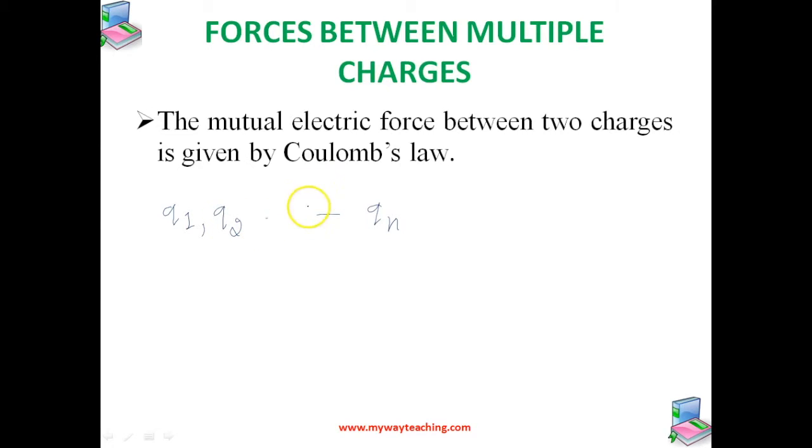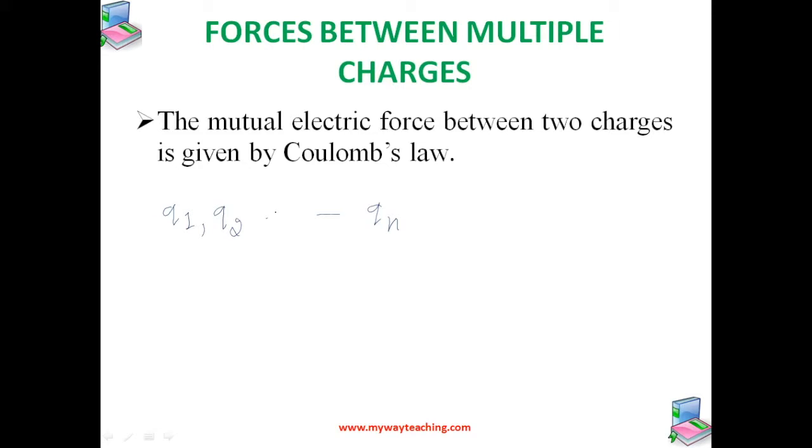You can add these forces according to the parallelogram law of addition. See, force on any charge due to a number of other charges is nothing but the vector sum of all the forces on that charge due to the other charges taken one at a time. It is just the vector summation. The individual forces are unaffected due to the presence of other charges. This one we call the principle of superposition.